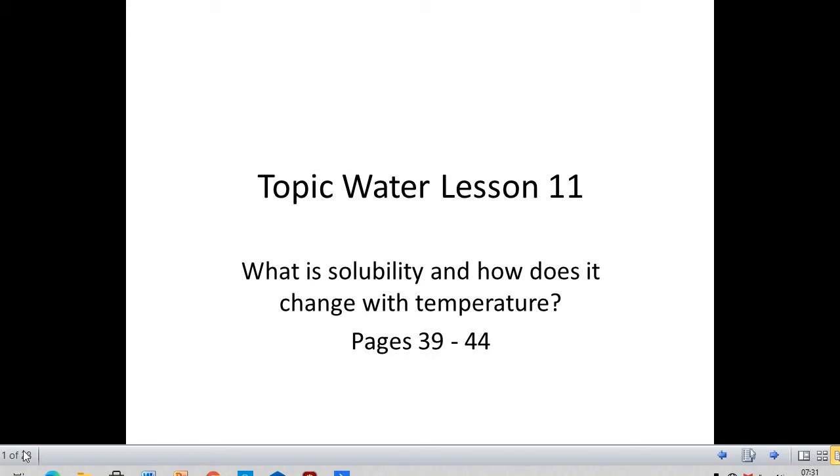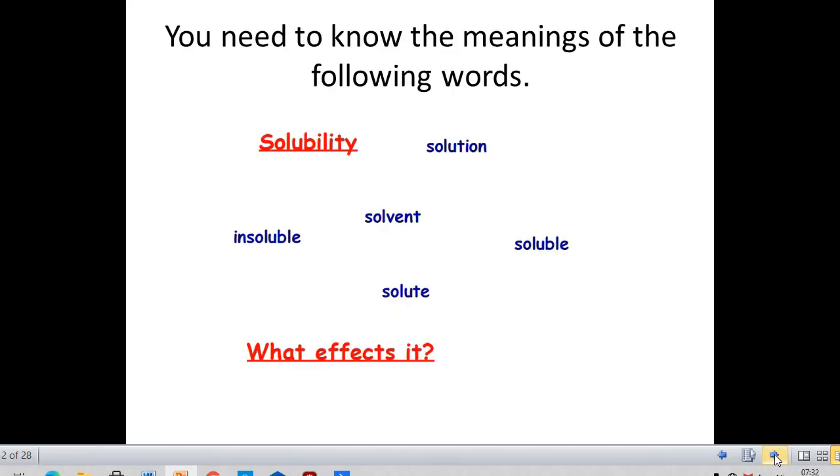This is still on the topic of water, and this is lesson 11. What is solubility and how does it change with temperature? We're going to look at pages 39 to 44. First of all, you need to know the meanings of the following words. So you've got solubility, solution, solvent, insoluble, solute and soluble, and we're going to look at what affects solubility.